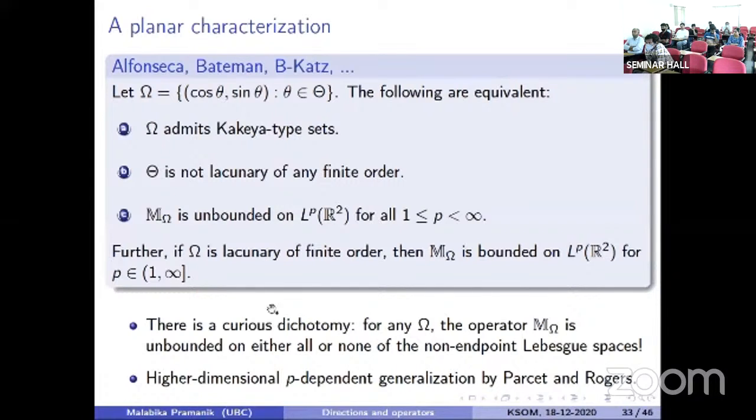Incidentally, there is a curious dichotomy that this result points to. If omega is lacunary of finite order, then M omega is bounded on all the Lebesgue spaces LP with the exception of p equal to 1. Thus, for example, one cannot have a direction set omega where M omega is bounded for, say, p larger than 3 and unbounded for p less than 3. There is a higher dimensional generalization of this result due to Parcet and Rogers.